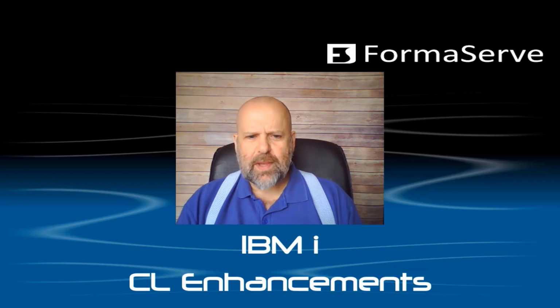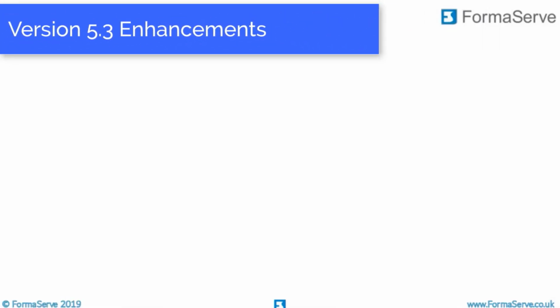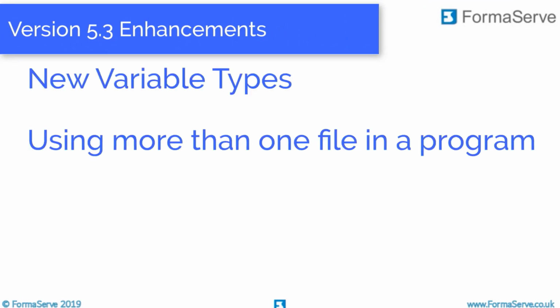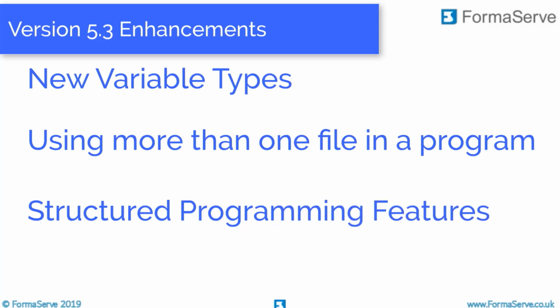Then IBM got very busy on the CL front, and we now have so many great programming features. They have included lots of functionality that up to now was only available in other languages, RPG, COBOL, etc. And now we have these in CL. Fantastic. The first enhancements IBM gave us were in version 5.3. We had new variable types, using more than one file in a program, and some structured programming features. Let's go through these one by one.